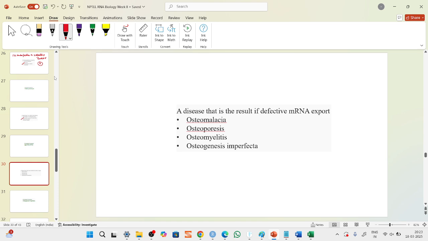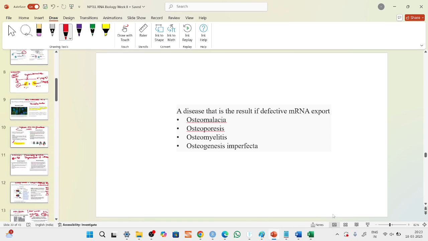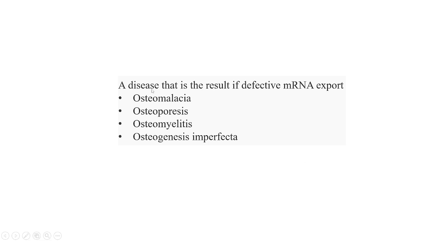Okay. Next question is a disease that is the result of defective mRNA export is osteomalacia, osteoporosis, osteomyelitis, or osteogenesis imperfecta. Right now it is 8:24. I will switch the screen after 2 minutes. This question also we have discussed. This question was there last time also. You should be able to answer this question.